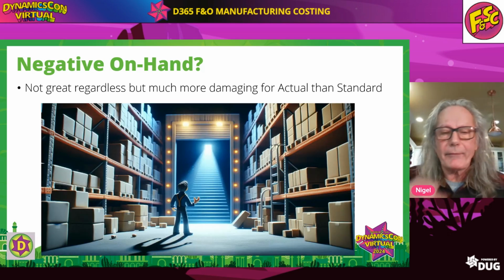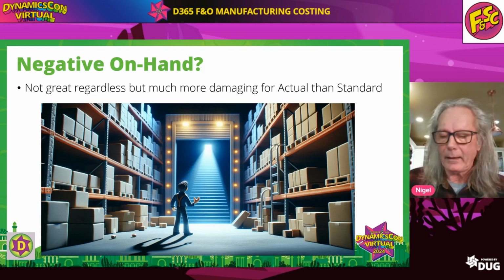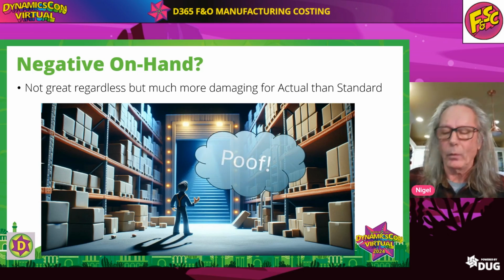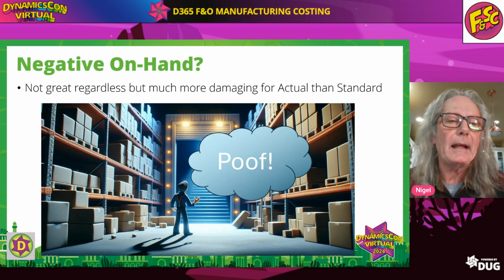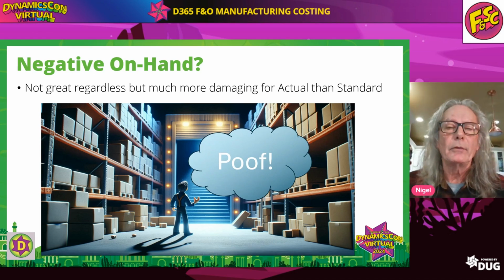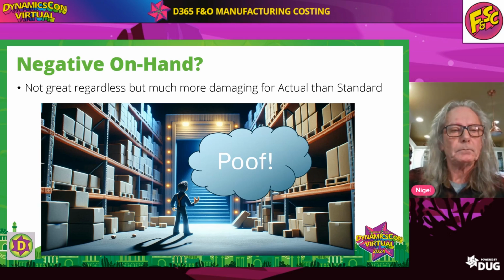So here's my little graphic. By the way, all these pictures are from Copilot. Thank you, Copilot. Negative on hand, where did it go, right? So, there's a big case for saying don't allow negative on hand, but have a really well-defined program for what happens when the inventory is driven negative. Force a cycle count, that kind of thing.